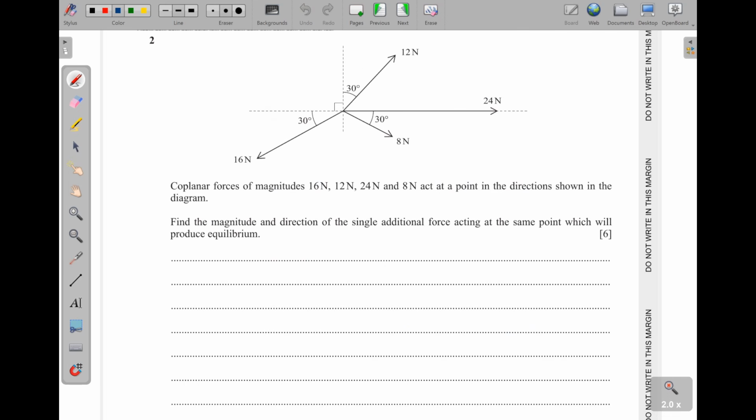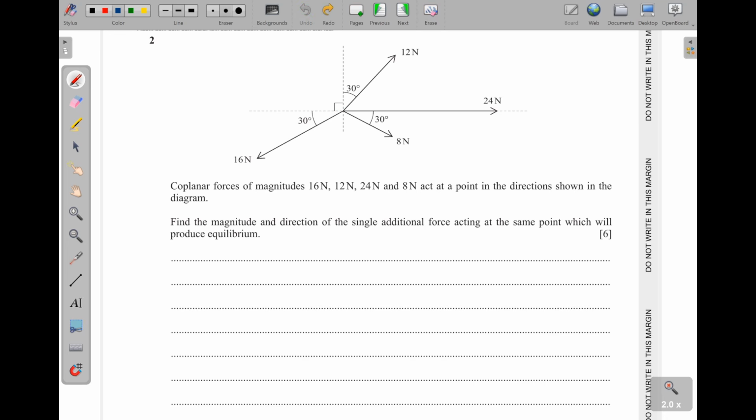Question 2. Coplanar forces of magnitudes 16 newtons, 12 newtons, 24 newtons, and 8 newtons act at a point in the directions shown in the diagram. Find the magnitude and direction of the single additional force acting at the same point, which will produce equilibrium. Now that means these forces are not in equilibrium, so there is that additional force. Probably I'm supposed to add it here, or here, or here. So where are we going to put that force?